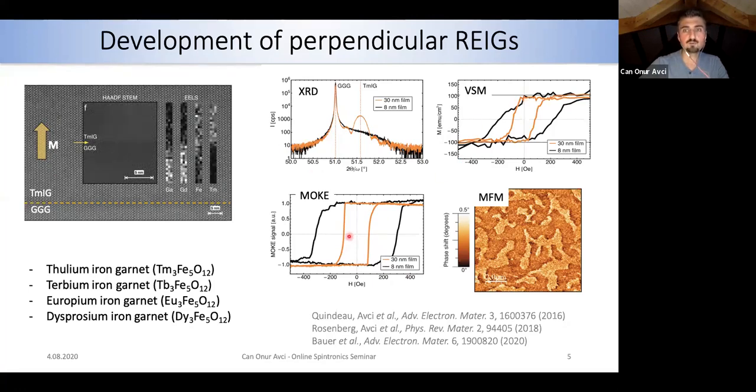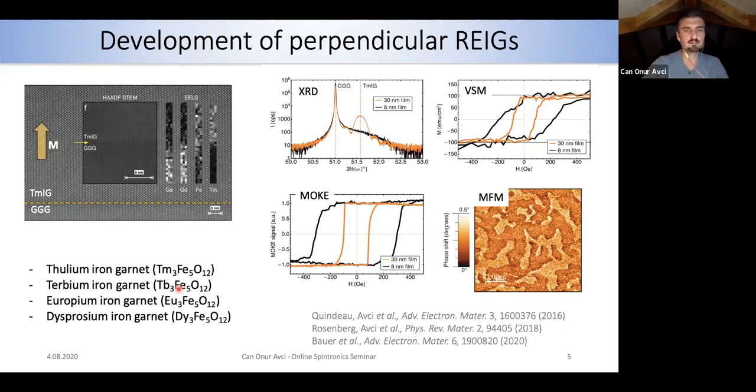This can be confirmed either by global VSM measurements, or by more local measurements of the magneto-optical Kerr effect. These magnetic loops are taken with an out-of-plane field sweep. On top of that, this magnetic force microscopy image shows the demagnetized state of this thulium iron garnet, showing you the typical labyrinth domain structure in this material. Thulium iron garnet was the first material, but of course this is one of the many materials that you can grow with perpendicular anisotropy.